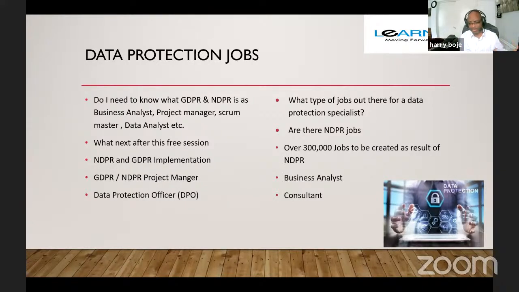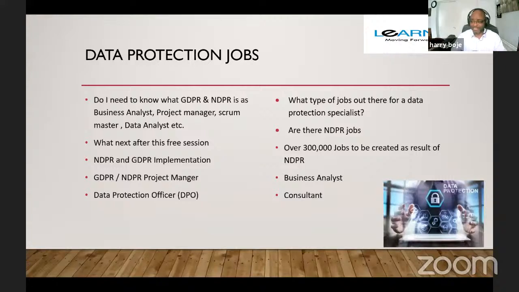Now, since GDPR came into force over three years ago, the jobs have become what we call business as usual. So you will see now they say data protection manager, data protection consultant, or data subject access right analyst, information governance manager. So things like that, but all around privacy.